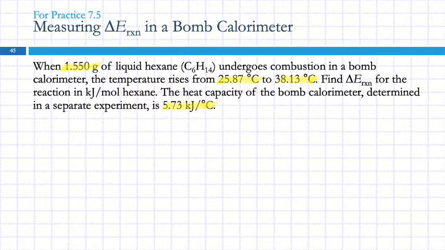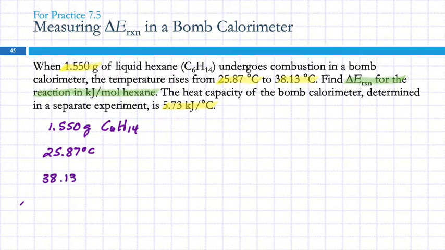And identify what we're trying to find. Delta E in kilojoules per mole hexane. So I'm going to write these numbers down. We've got 1.550 grams of hexane, C6H14. We have 25.87 degrees Celsius, and we have 38.13 degrees Celsius.